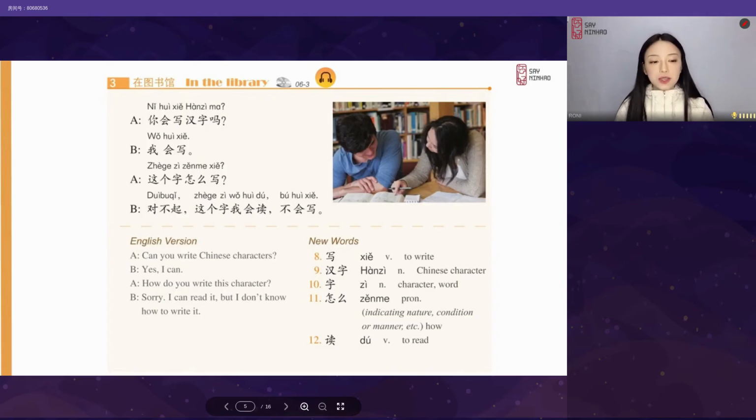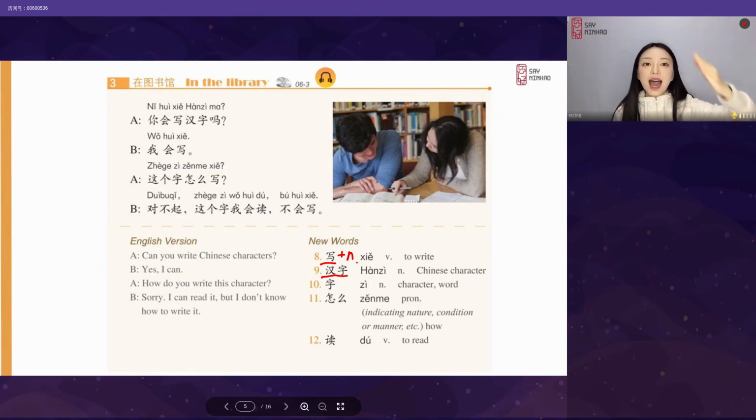There are more new words than before. Let's just see. First one is 写. The initial is x, the final is ie, and the tone is third tone. 写. It means to write. So if you want to say write anything, just put the thing after 写. Okay? Next one is 汉字. Read after me, please.